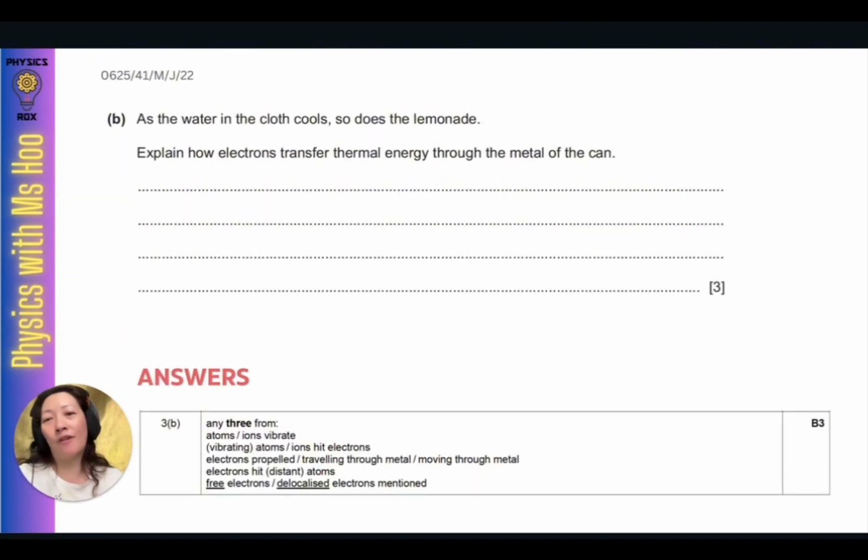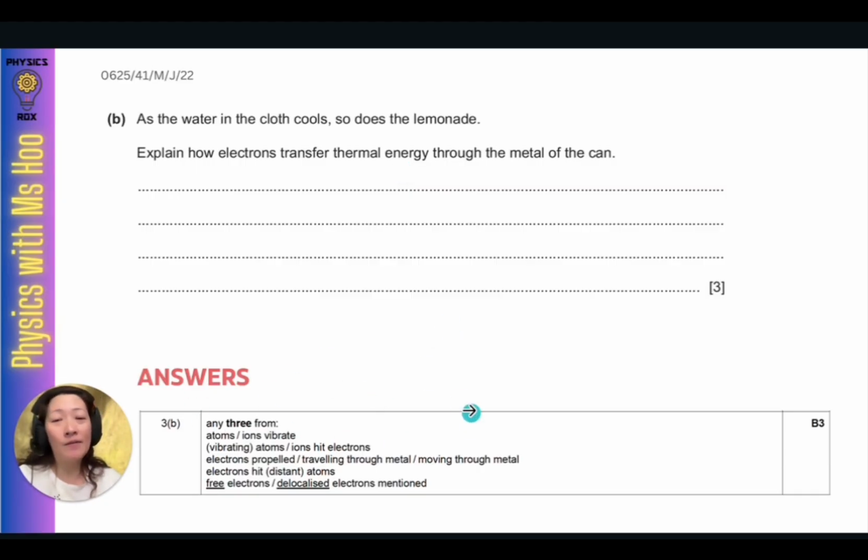This is an extract from the summer 2022 paper, variant 1. As the water in the cloth cools, so does the laminate. Explain how electrons transfer thermal energy through the metal of the can. So this question has confused and frustrated many of my students because they ended up writing the wrong answer. Now, if you look closely at the question, you can see that the first and second sentences are actually not related. The first sentence talks about how the water and the laminate cool down, but the actual question is asking about how electrons transfer thermal energy.